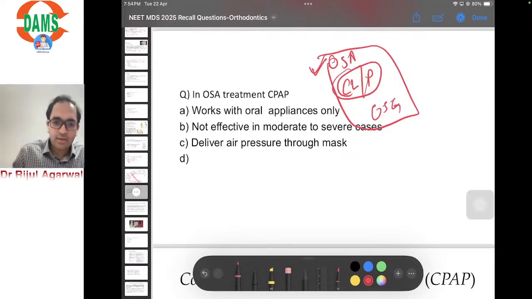जब भी हम रिवाइज करते हैं, हम थ्योरीज ऑफ ग्रोथ पढ़ेंगे, अप्लायंसेस पढ़ लेंगे, यहाँ आकर we get tired and we leave them and ignore them. Sir, one option was can't be used in severe OSA.